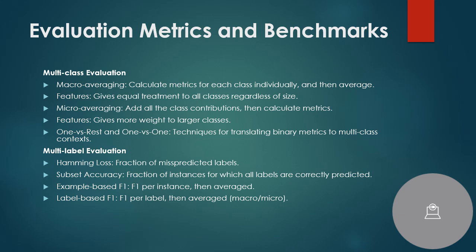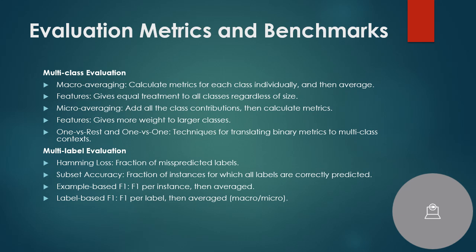Looking into more evaluation metrics, there are multi-class evaluation and multi-label evaluation. In multi-class evaluation, we have macro averaging and micro averaging. Macro averaging calculates the metrics for each class individually, whereas micro averaging adds up all the class contributions and then calculates the metrics. Macro averaging gives equal treatment to all the classes regardless of their size, whereas micro averaging gives more weight to the larger classes.